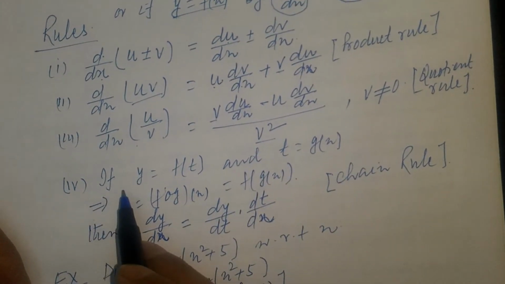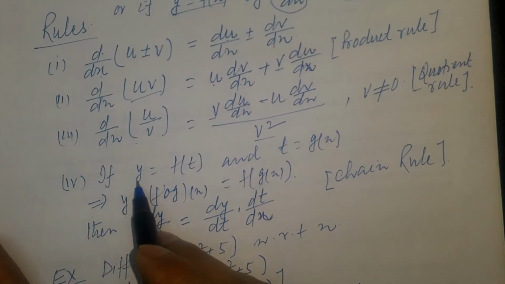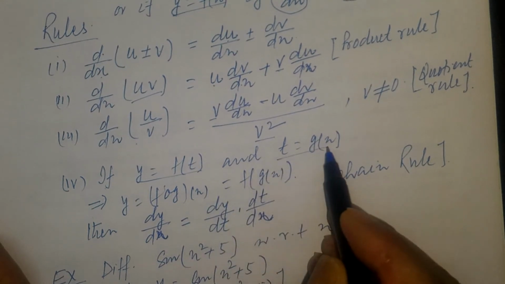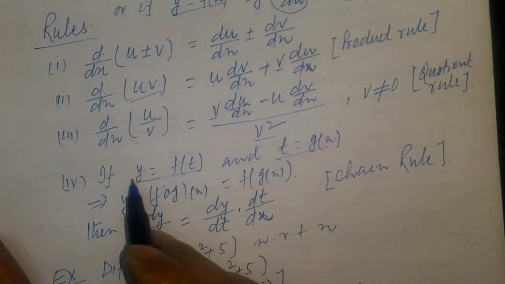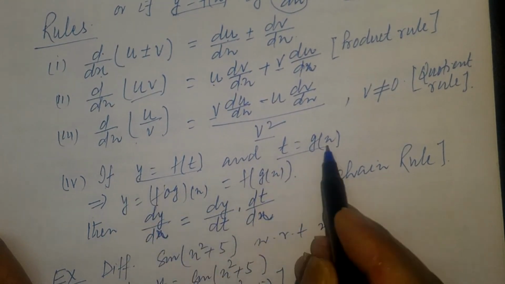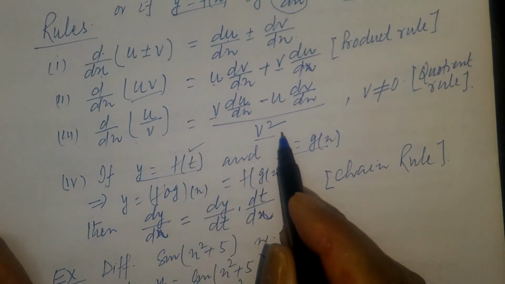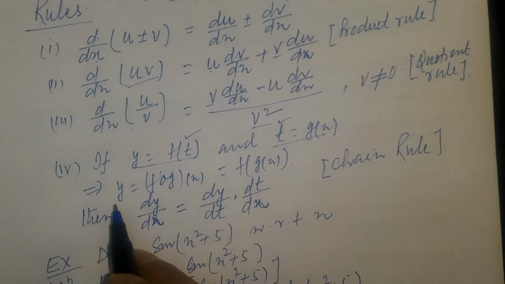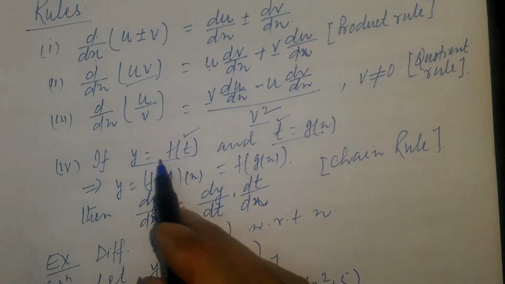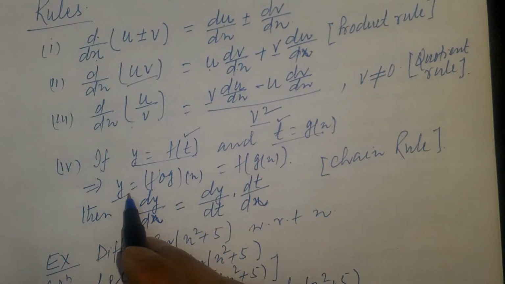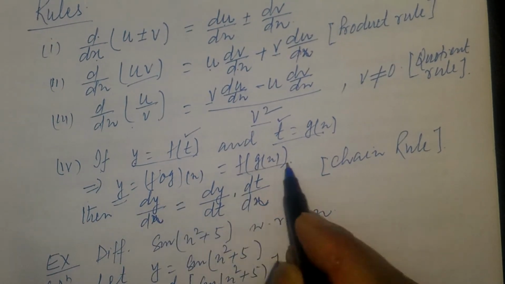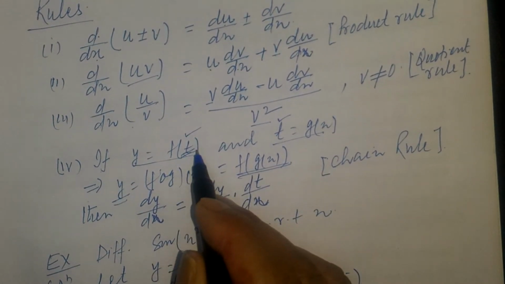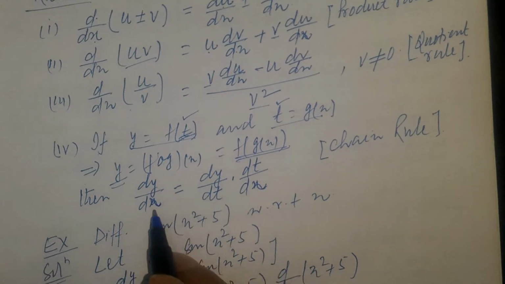Chain rule, this also we have discussed. If y is equal to f of t and t is equal to g of x, it means y is related to x via t. Here t is also known as the parameter. So we can write y as f of g of x. We'll apply the chain rule.